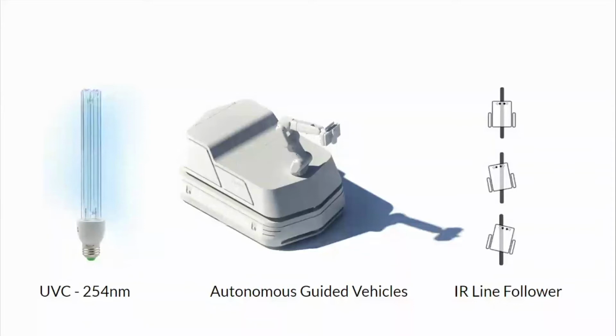The solution that we started with and decided to do the prototyping for was using a UVC light with a 254 nanometer range, which is the range or the frequency that is proven most effective against pathogens and bacteria. And also using an autonomous guided vehicle.